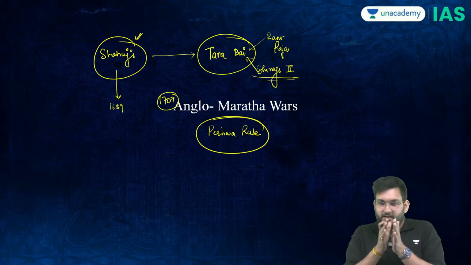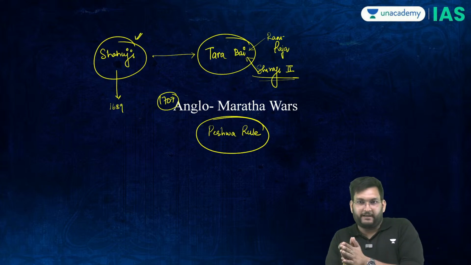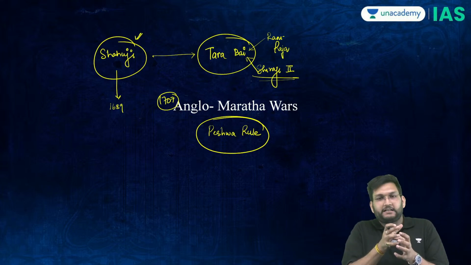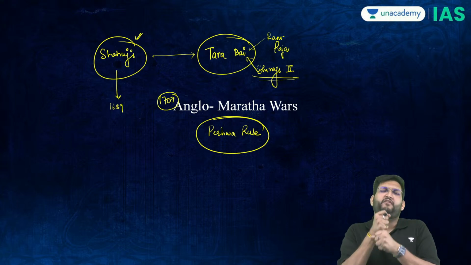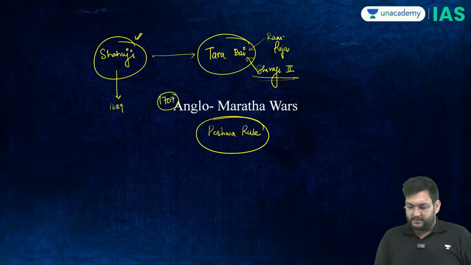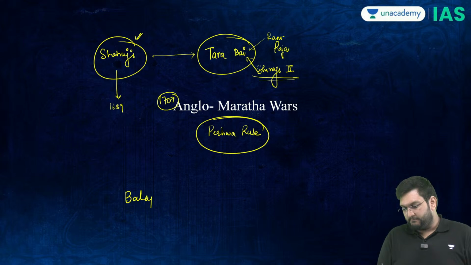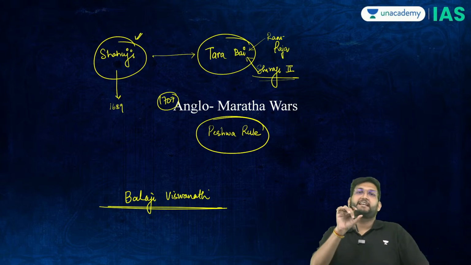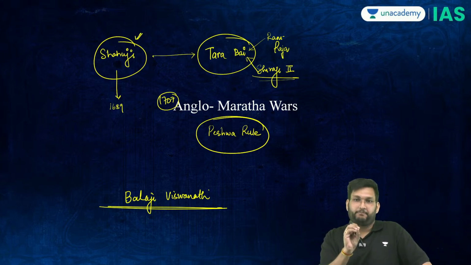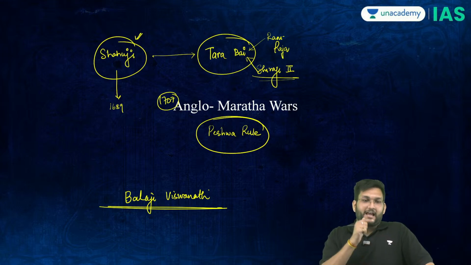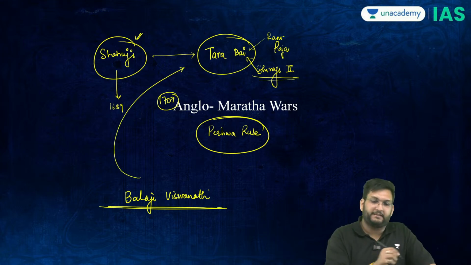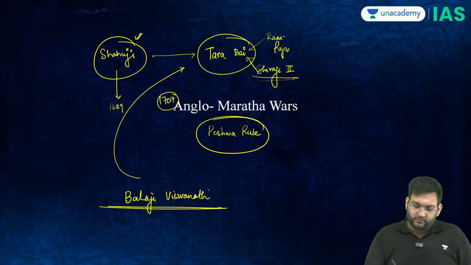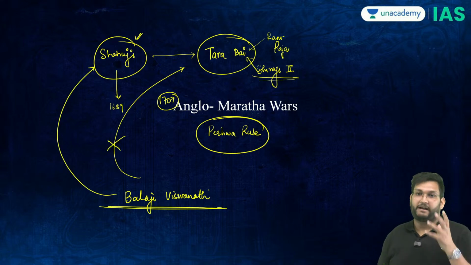Shahuji is fighting with Tarabai, and now will come a very important personality. His name, Balaji Vishwanath. Now, Balaji Vishwanath was the Senakarte, which is a very important position, like the Senapati of the Marathas. And rather than supporting Tarabai, he is going to support Shahuji in this battle.